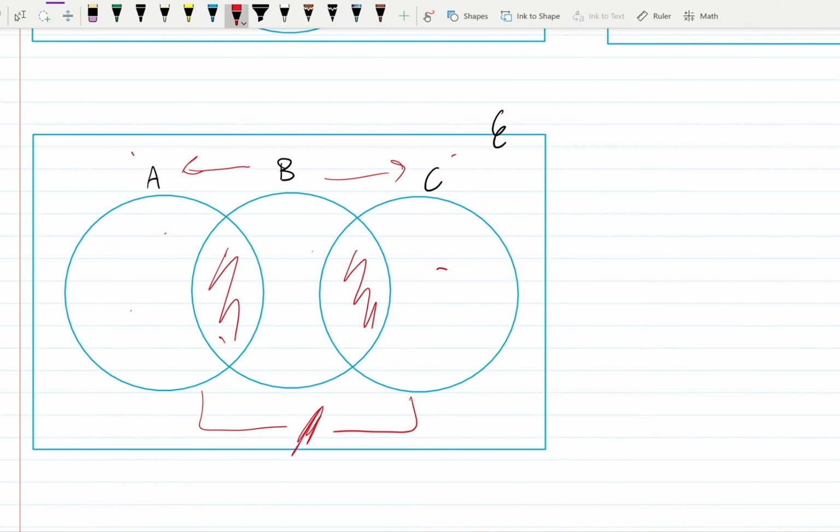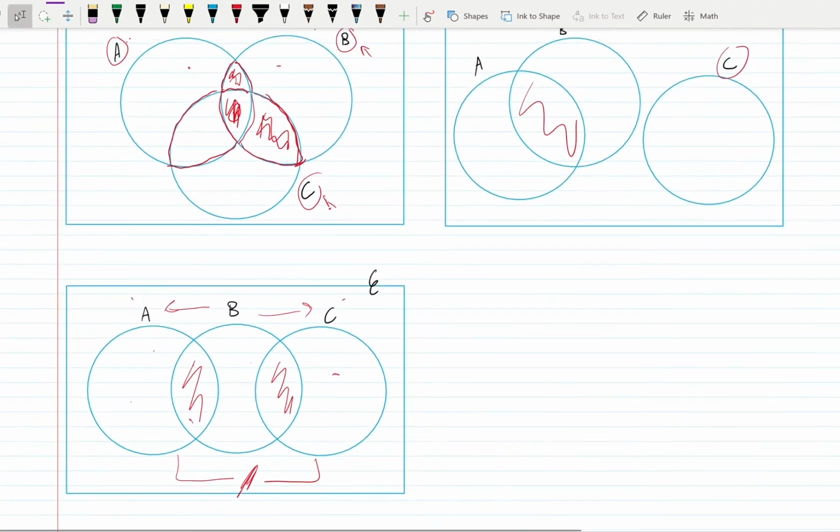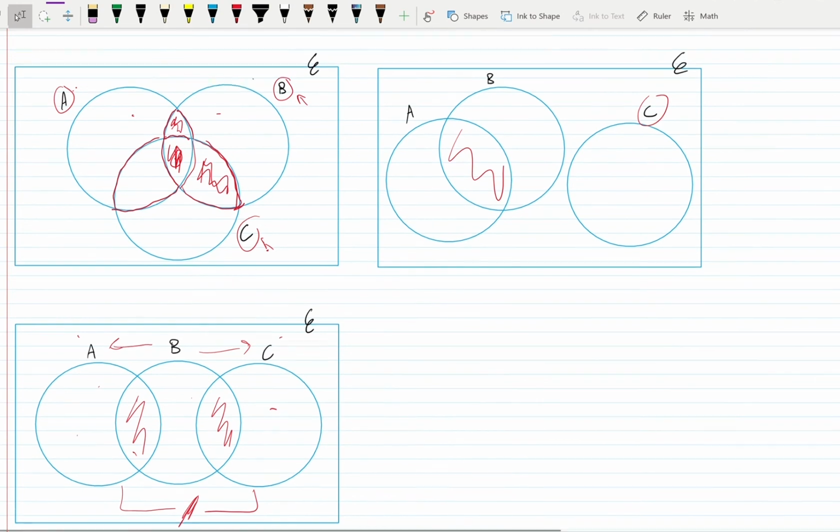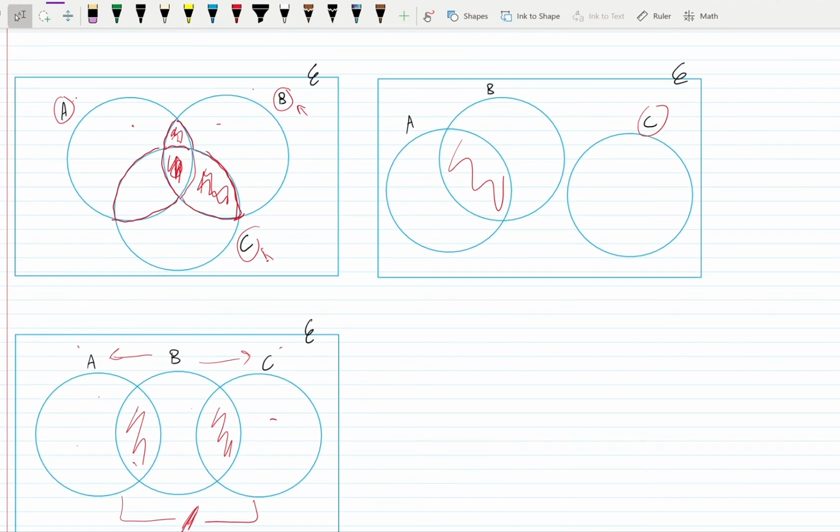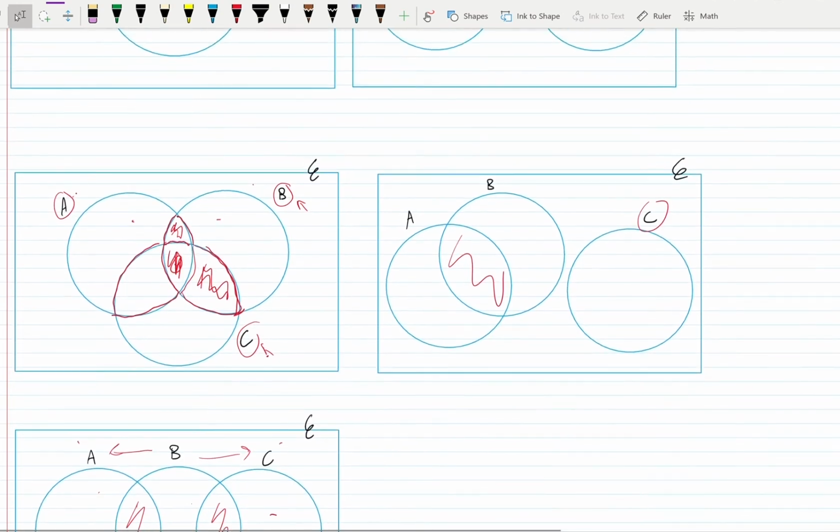So you might see these things or you might not, but whenever you look at a Venn diagram, just know we're just looking at sets and the relationships between those sets.